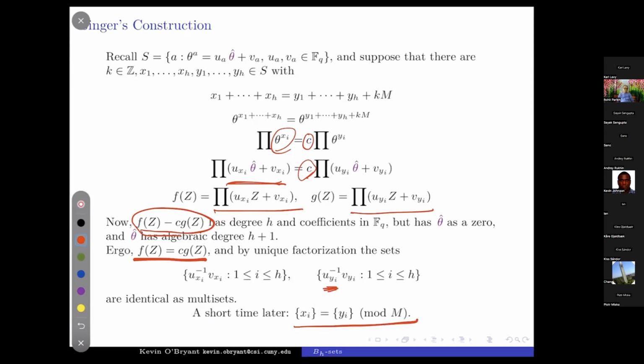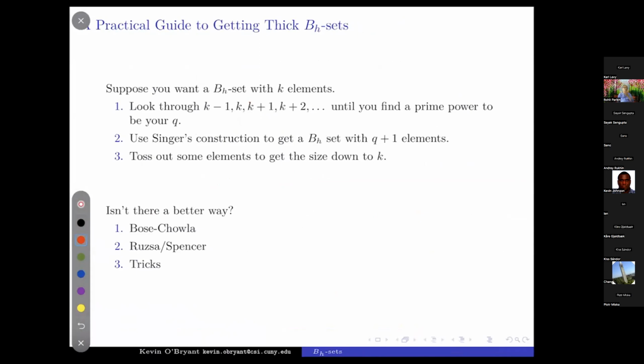Note here, before I move on, that about theta, we used that it generates the multiplicative group of FQ to the h+1. The theta hat, the only thing I used about it is that it has algebraic degree h+1. There's no reason those have to be the same. The same theta works in both places, but it doesn't have to be the same in both places. Okay. All right, so I'll return to that observation in a moment.